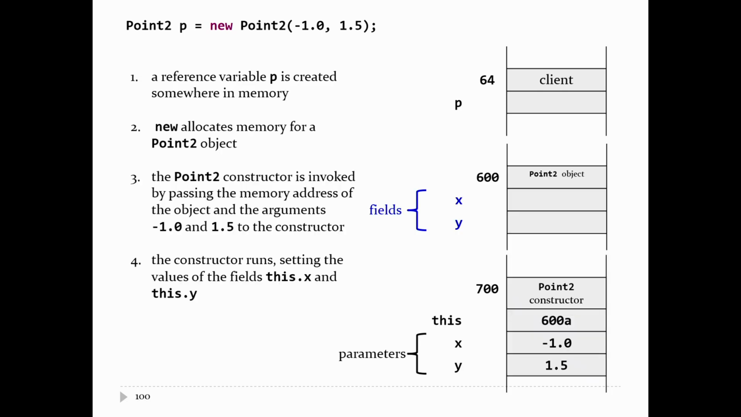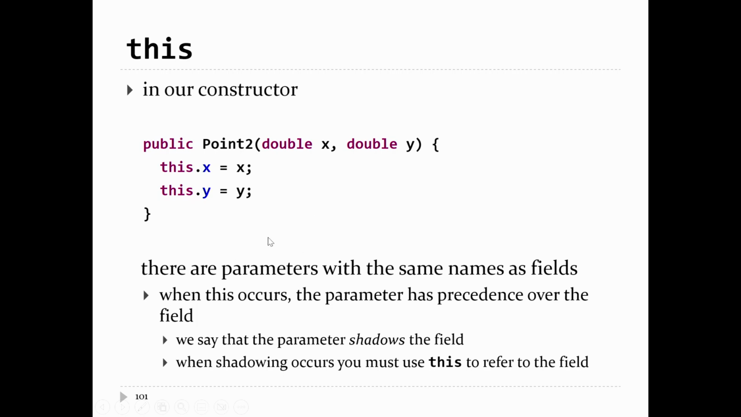We've seen this picture before. So this is just what happens when you call the constructor. Inside that constructor, the name x matches the field name x, and the name y matches the field name y. When this happens, the parameter has precedence over the field. In other words, inside the constructor body, x means the parameter x, y means the parameter y. Java says that the parameter shadows the field, or hides the field. So when shadowing or hiding occurs, you have to use this in order to access the field.